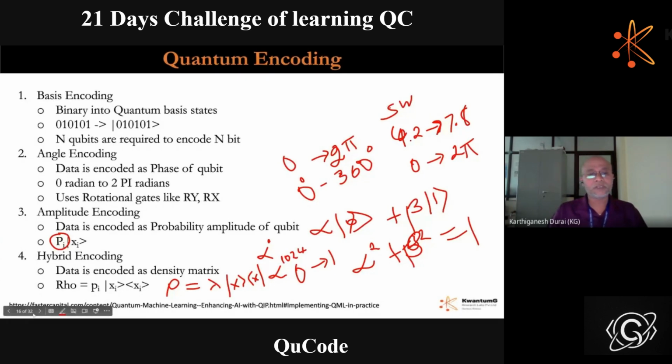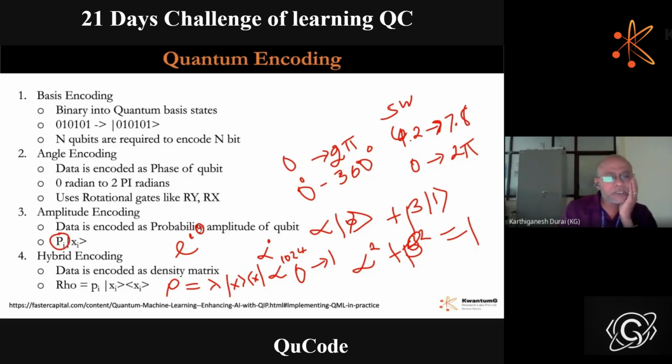e power iota theta, right? So here I will use the exponential form of my theta and iota, then the probability amplitude, all those things will get loaded with your classical data. These are the four encodings, and if you want to become a quantum computing professional, you should be very clear about the encoding systems. Recently two more methods have been added.